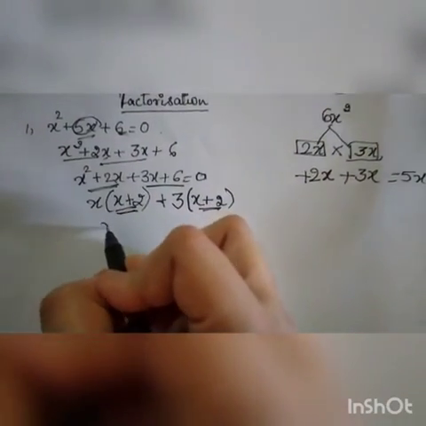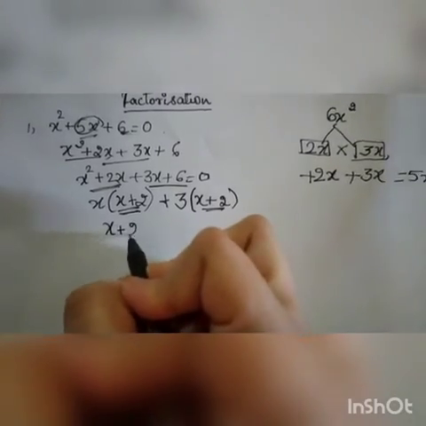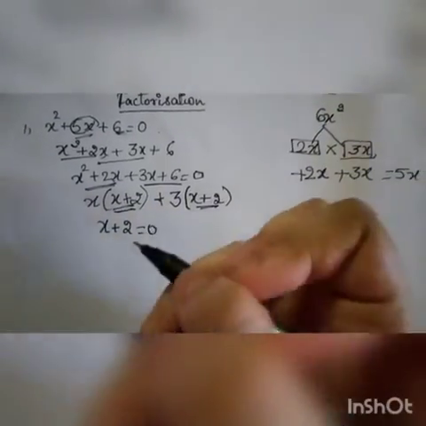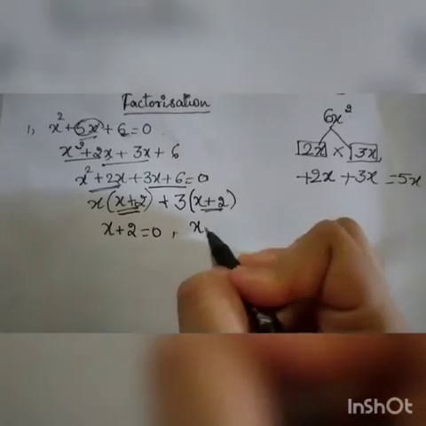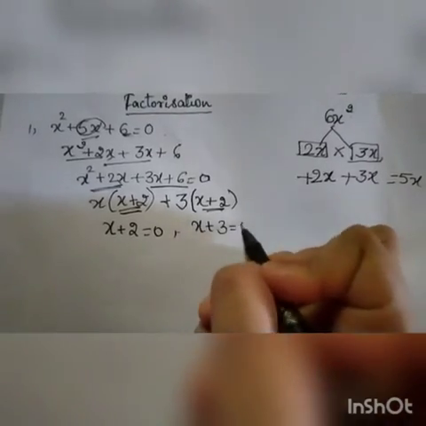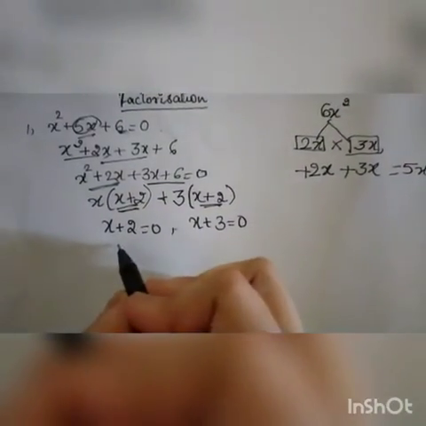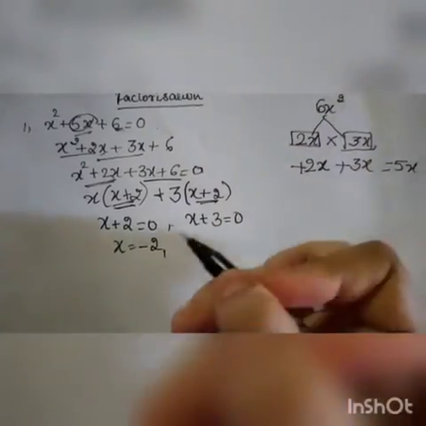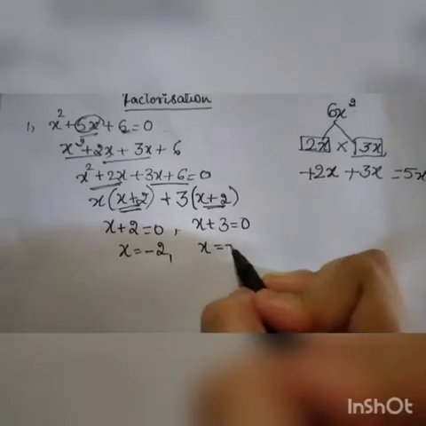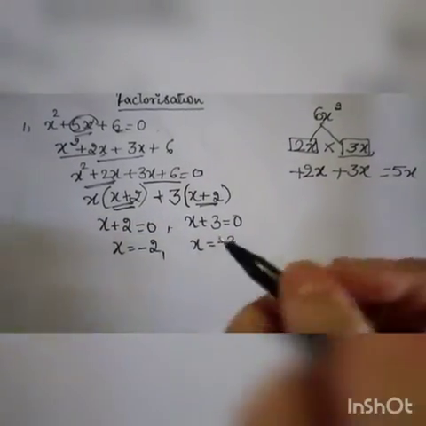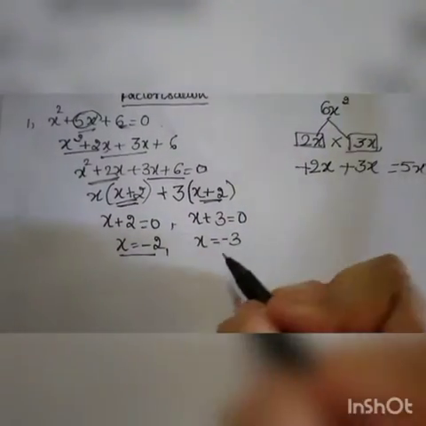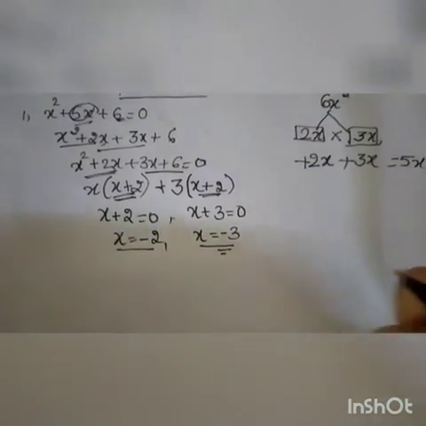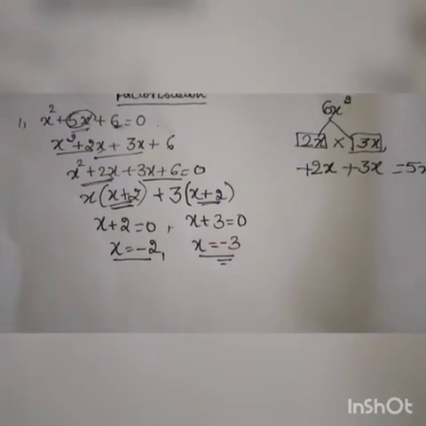That is, one of the factors I have got is x plus 2 equals 0, and the other one is x plus 3 equals 0. If I simplify this, x equals, when plus 2 goes to the other side, it becomes minus 2. Another one is x equals minus 3. So we have got two roots: x equals minus 2 and x equals minus 3.